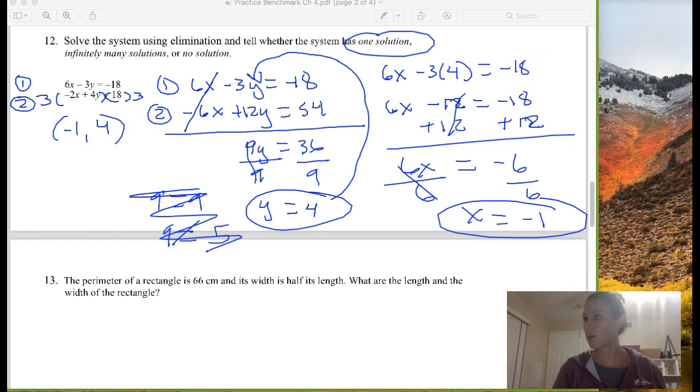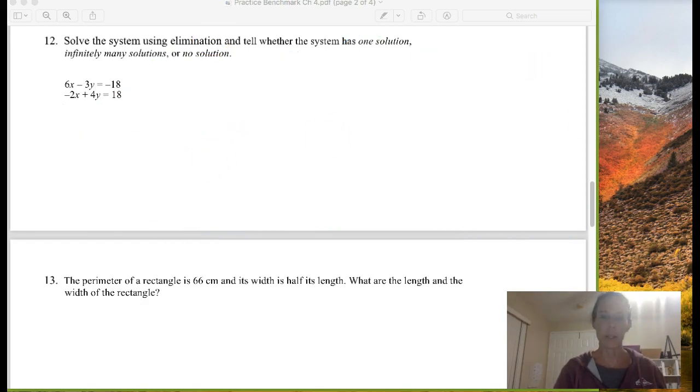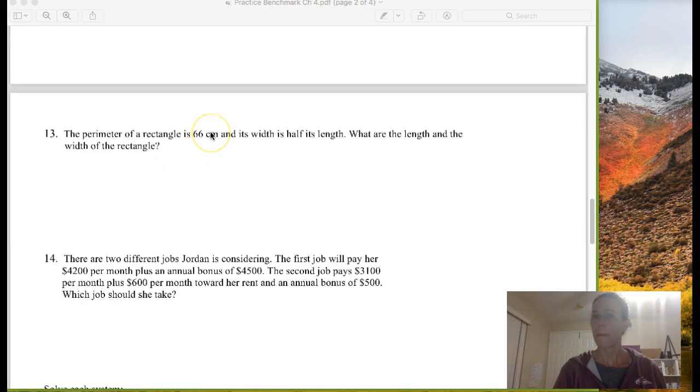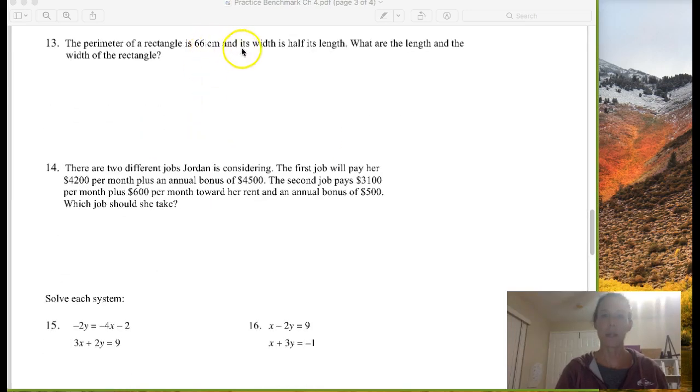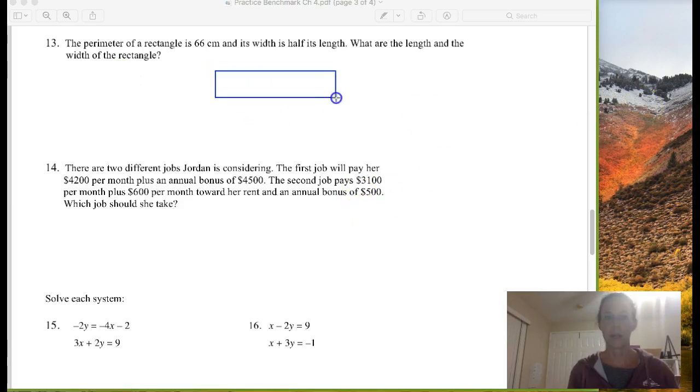On to the next one, number 13, the perimeter of a rectangle. Let's pull it up. The perimeter of a rectangle is 66 centimeters and its width is half its length. What are the length and the width of the rectangle? If you're one that likes to draw a picture, go ahead and draw a little picture of a rectangle if it helps you think about it. You know you have width here and length, and you know the perimeter all the way around is 66.